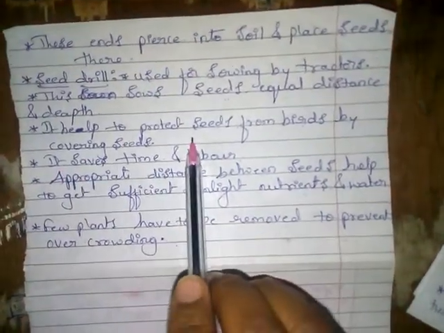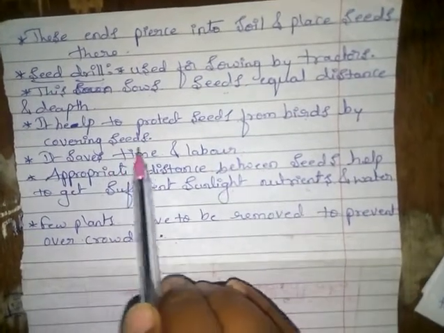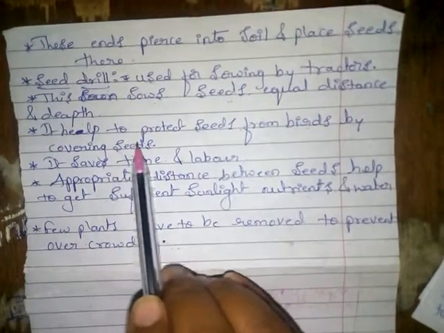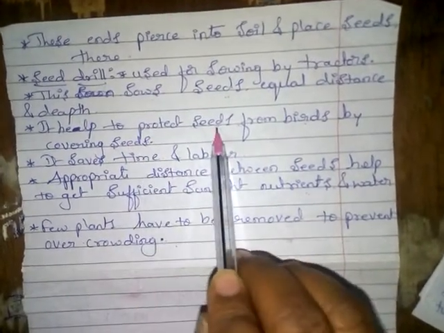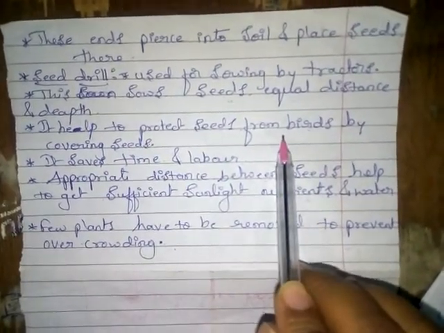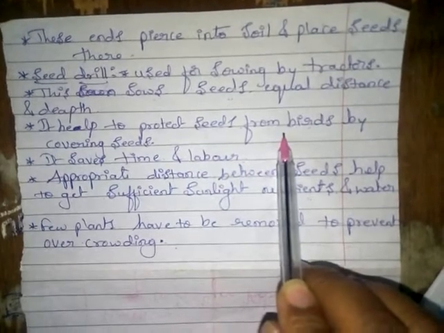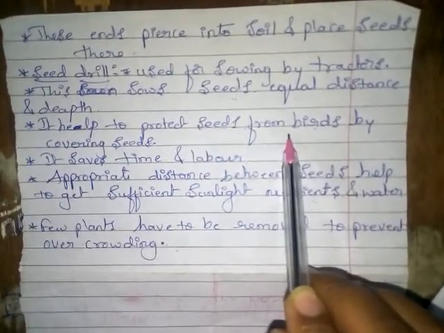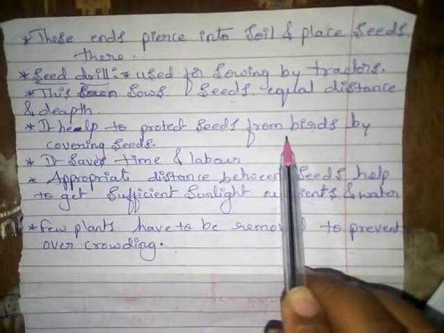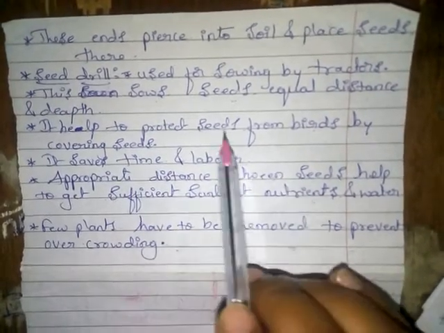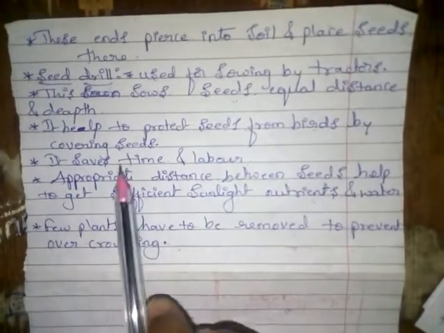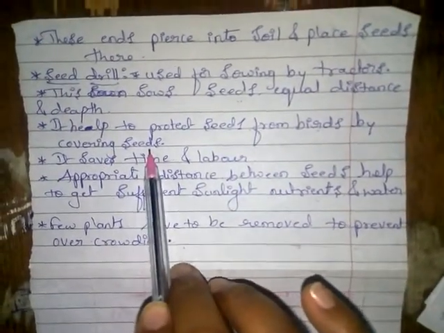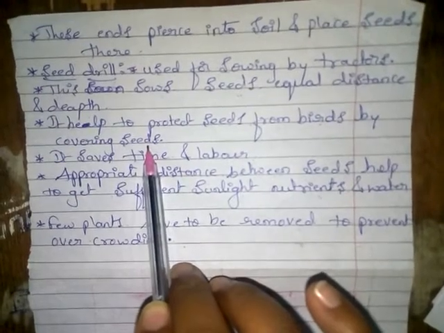It helps to protect the seeds from birds by covering the seeds. This will help to protect the seeds from the birds. After the sowing, if birds attack the farm and eat all the seeds, there is no use of the sowing. For that purpose, seed drilling will protect the seeds by covering them.